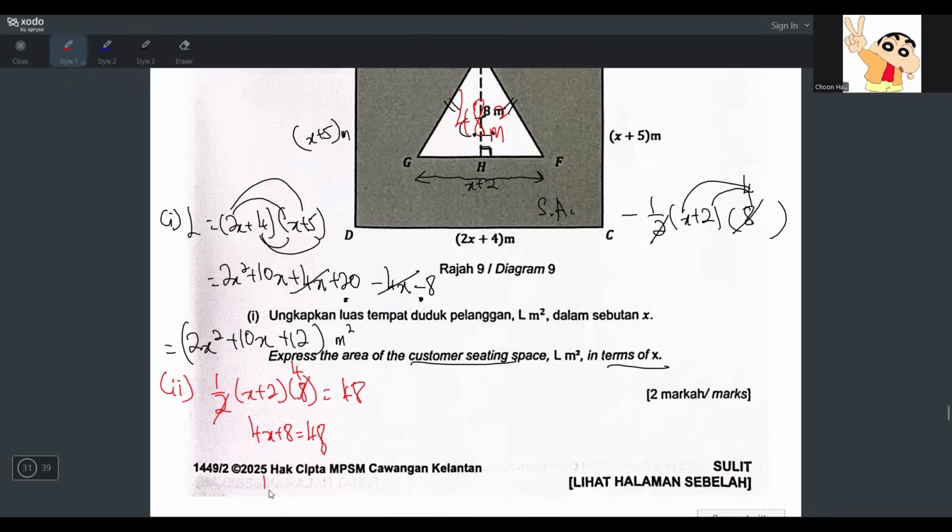Okay, how to find x? 4x equals 8, go there, become minus, 48 minus 8 is 40. x equals 40 divided by 4, 10 meters. Now, after getting x, now I can find my area of customer sitting space, which is the L. So it becomes 2x squared plus 10x plus 12. And then the x replace with 10, 10. Now just press this whole thing and you get 312. And the unit is in meter square.